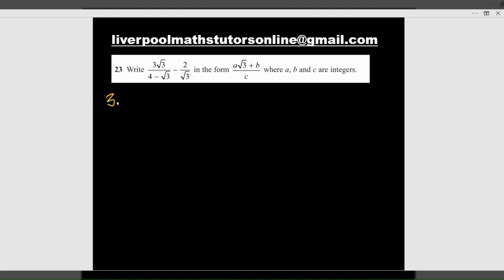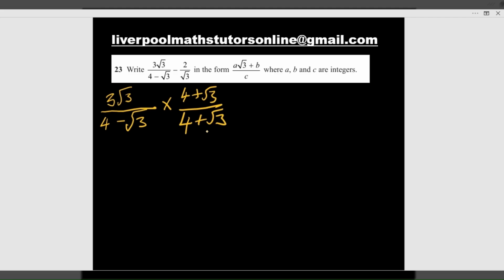So 3 root 3 over 4 take root 3. Now it takes loads of space, this type of question. And you know, you've got to go slow in steps. So to rationalise that, I'm going to times it by whatever is on the bottom and change the sign. Okay, so 4 plus root 3.